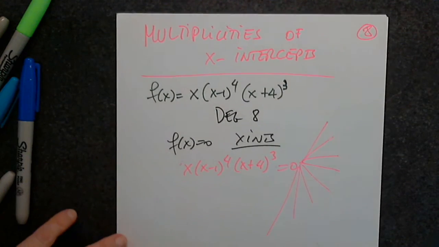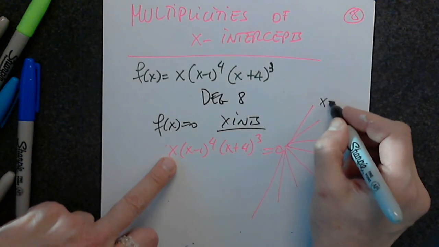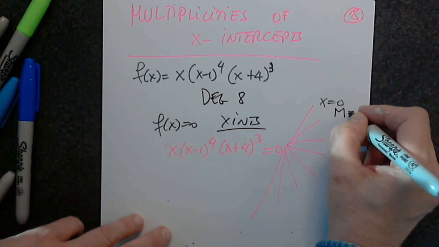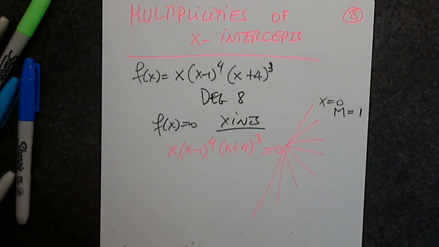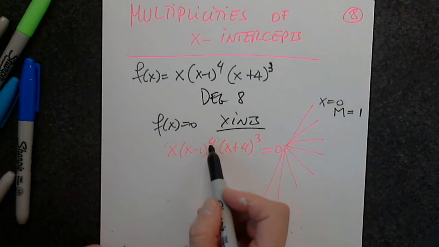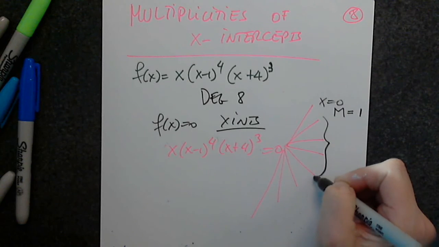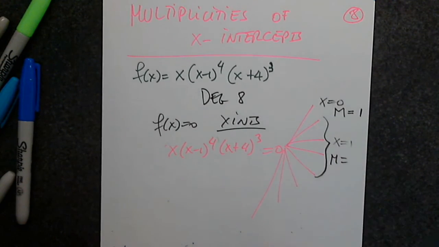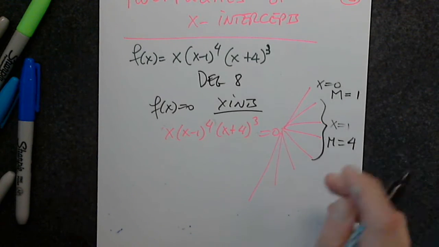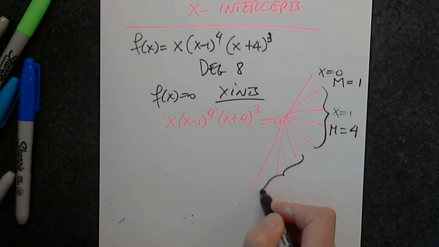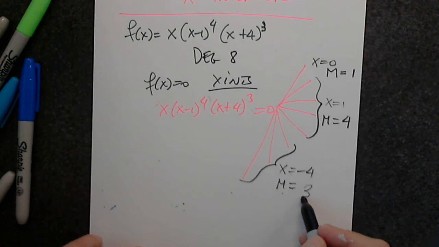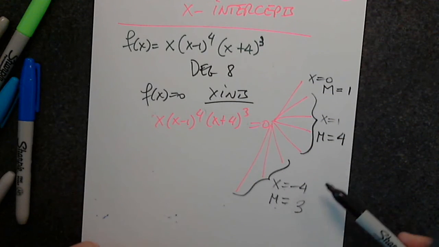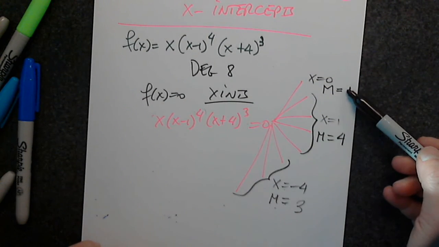So the first solution, yes, x equals 0. How many times, that's the multiplicity, how many times does x equals 0 appear as a solution? 1. Next solution, please. x equals 1, how many times? x equals 1, multiplicity 4. Last one, x equals negative 4, multiplicity 3. What was the degree again? How much is 3 plus 4? How much is plus 1?